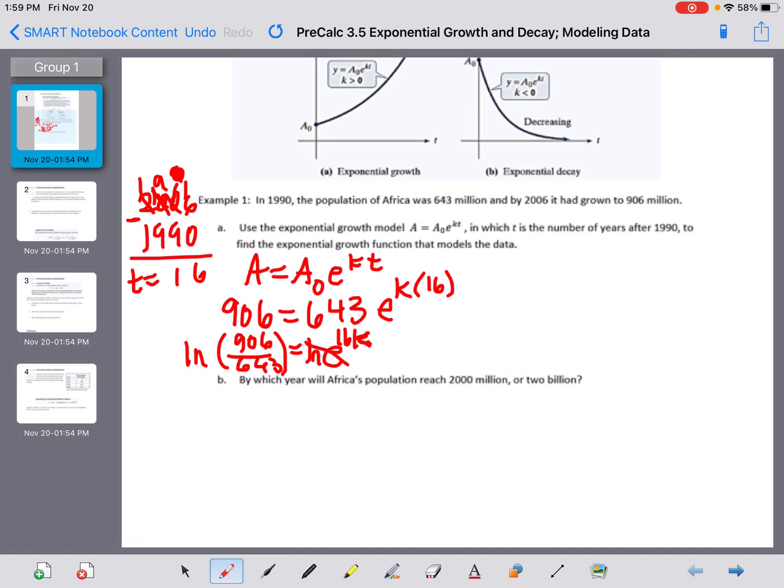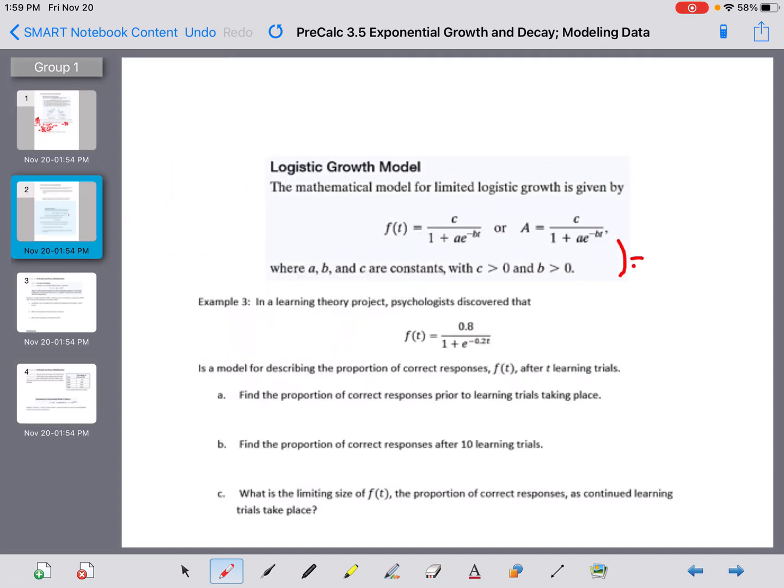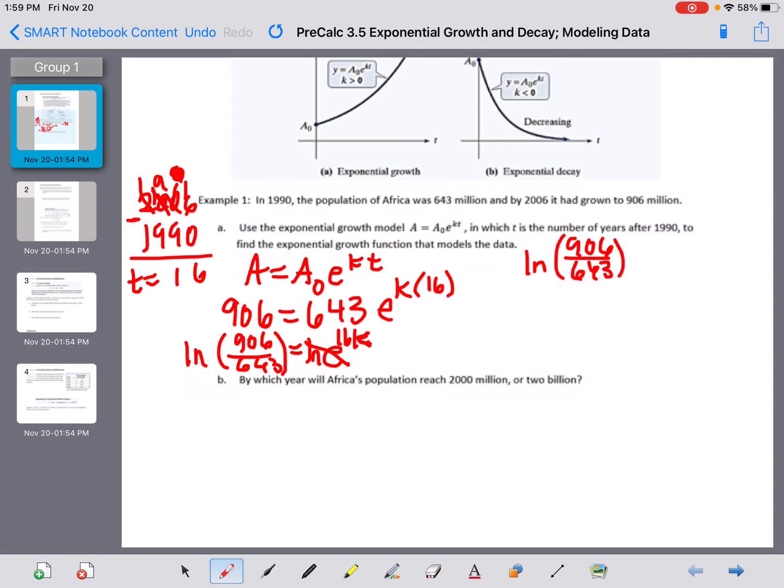The natural log and e over here cancel, so I end up with natural log of 906 divided by 643 equals 16k. Okay, so it's very important to realize that it's one natural log applied to that fraction. Don't make it a natural log of 906 over a natural log of 643. I can't even read my writing anymore. It's a division problem first, then you take the natural log.